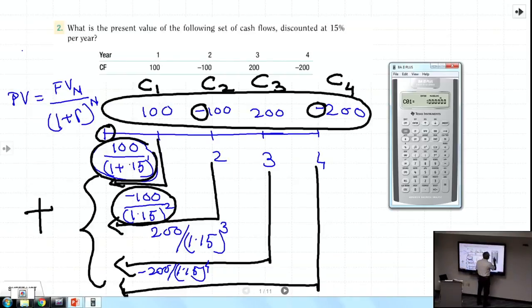Then I will click the NPV key. When I click the NPV key, the display says I equals. So the calculator is asking me to input the discount rate. The discount rate is 15%, so I have to input that. So I put 15, enter. And then I go down arrow. Now the calculator screen says NPV.